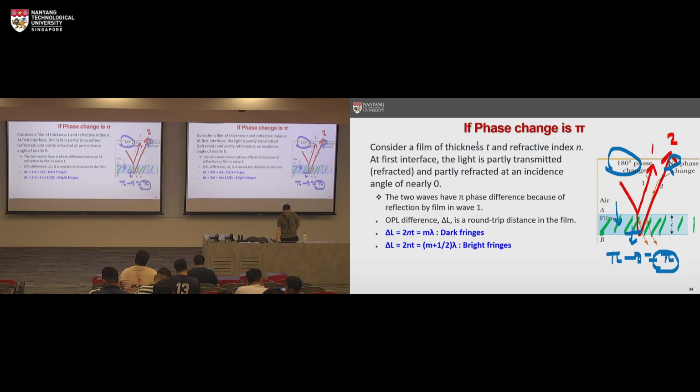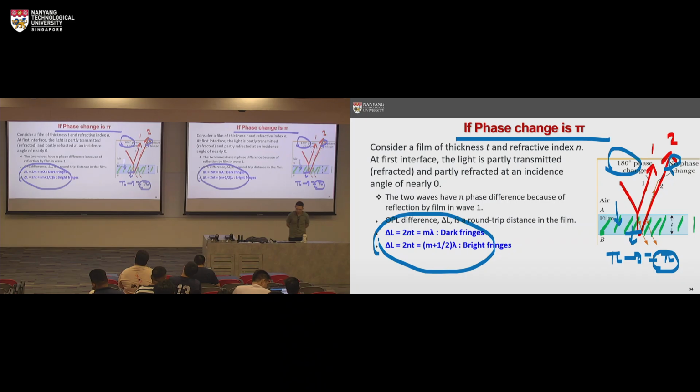If your phase change is pi, then because initially you already have a pi difference, if you want to generate a bright fringe, you just need to add a half lambda, right? So again, for a bright fringe, in this case, your delta L equals 2nt equals (m plus 1/2) lambda. If you want to generate a dark fringe, because initially you already have a pi, it's 2nt equals m lambda. Okay, so these two slides are very important.